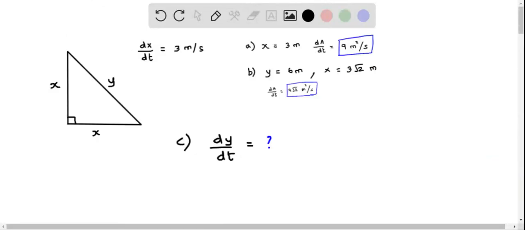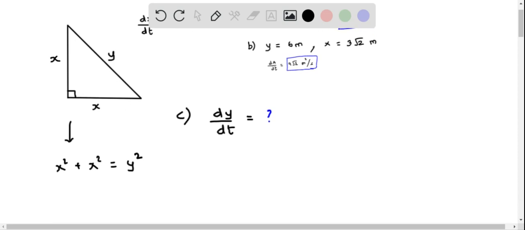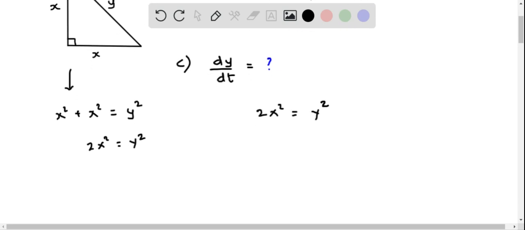In part C, we determine the rate at which the hypotenuse changes. That is, we have to determine dy by dt. Once again, we can apply the Pythagorean theorem to this right triangle. That is, x squared plus x squared equals y squared. The sum of the squares of the legs equals the hypotenuse squared. And so this gives 2x squared equals y squared. Now I'm going to use this equation, 2x squared equals y squared, and differentiate both sides with respect to time so that we can determine dy by dt.